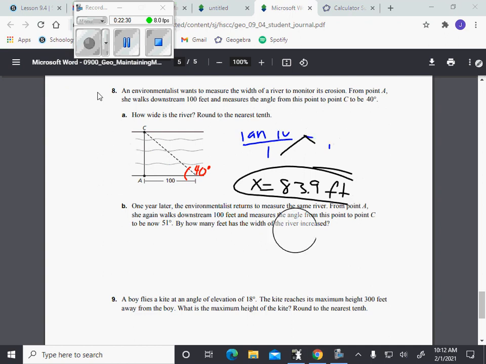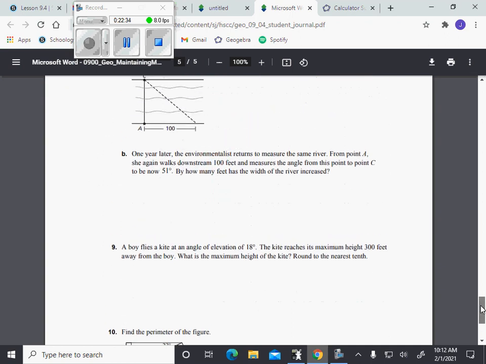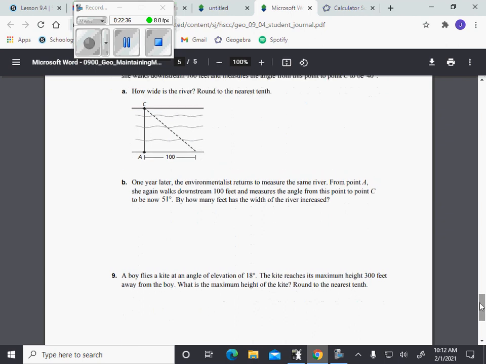All right. Next one. One year later, the environmentalist returns to measure the same river from point A. She again walks downstream 100 feet and measures the angle from this point to C is now 51 degrees. So now this is 51 degrees. By how many feet has the width of the river increased?